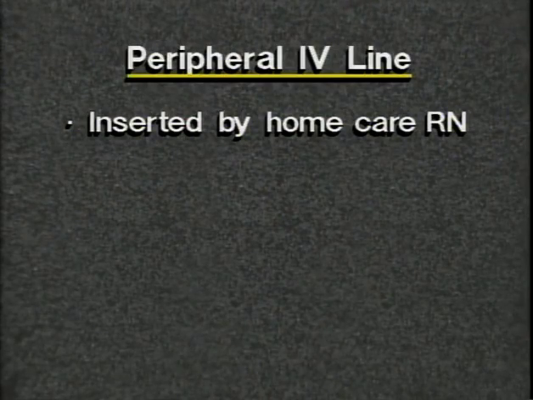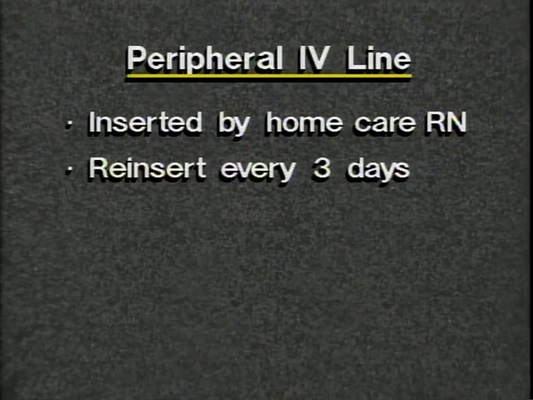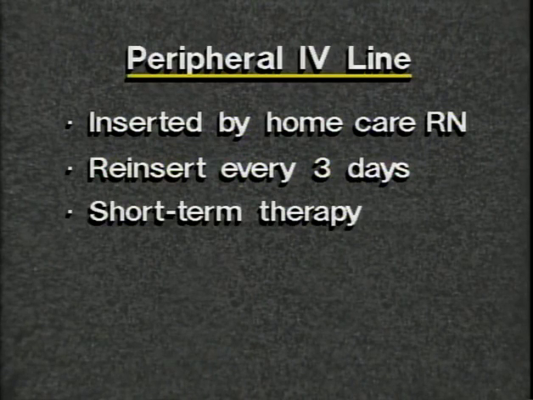The peripheral IV line can usually be inserted by the registered nurse in the home setting. Because of the location, these lines need to be removed and reinserted every 3 days and are usually used for short-term infusion therapy. If your patient has a peripheral line, it will be covered with a dressing to help prevent infection. Protect the site so it stays clean and dry.